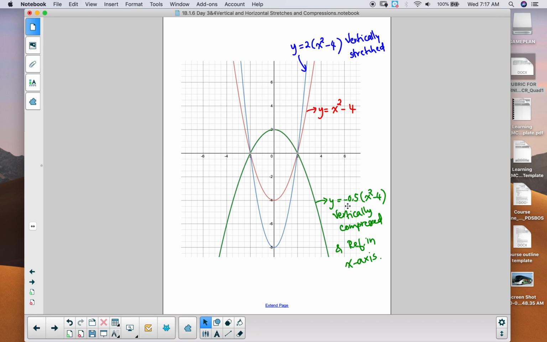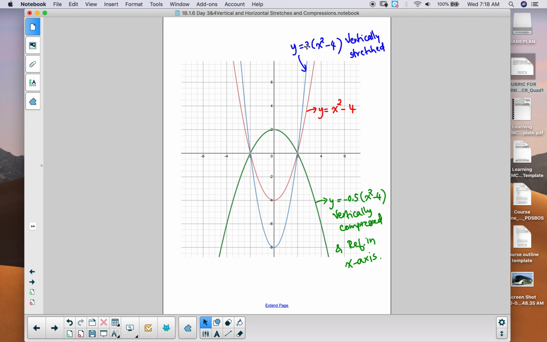Similarly, the next example was negative 0.5 times x squared minus 4. So the negative means there will be a reflection in the x-axis, which is why the graph is opening down. And you can see it's wider than the parent function, and that is because of the vertical compression of 0.5. Okay, so this third graph, the one in green, has two transformations. One is its vertical reflection or reflection in the x-axis, as well as that it has been vertically compressed by 0.5 or 1/2.